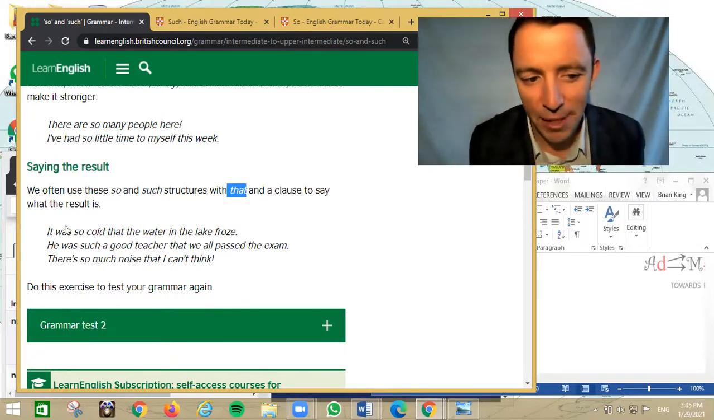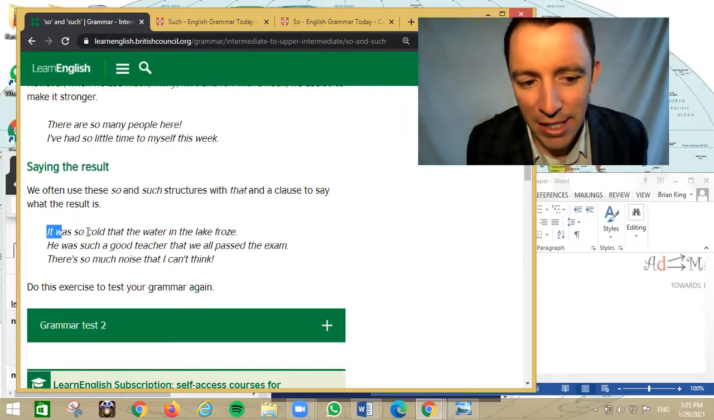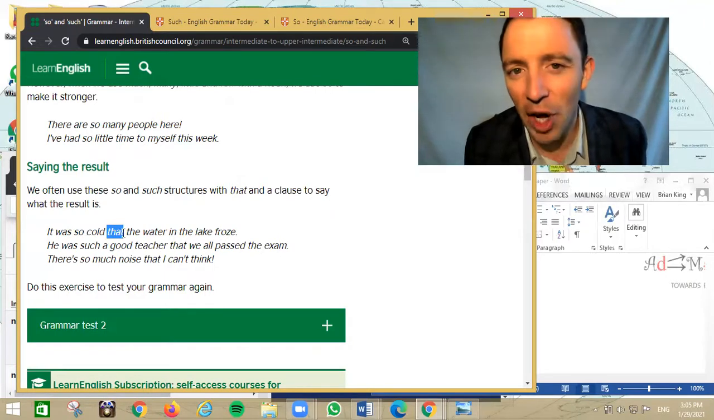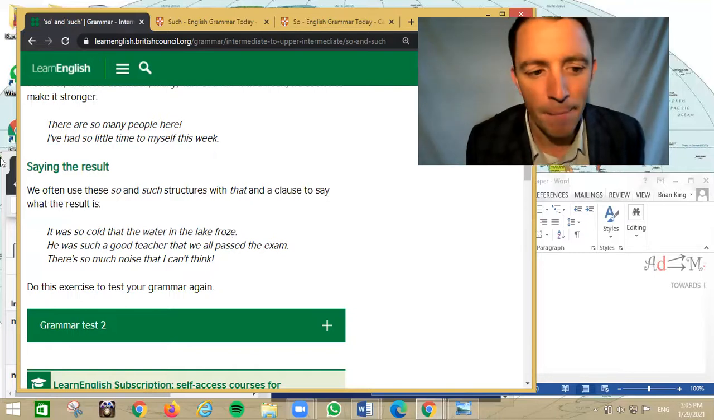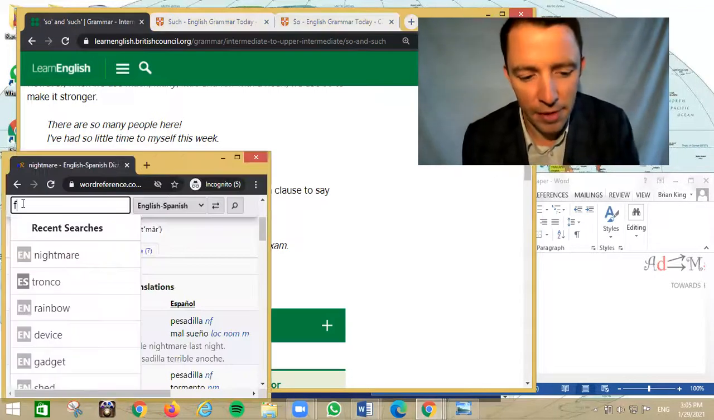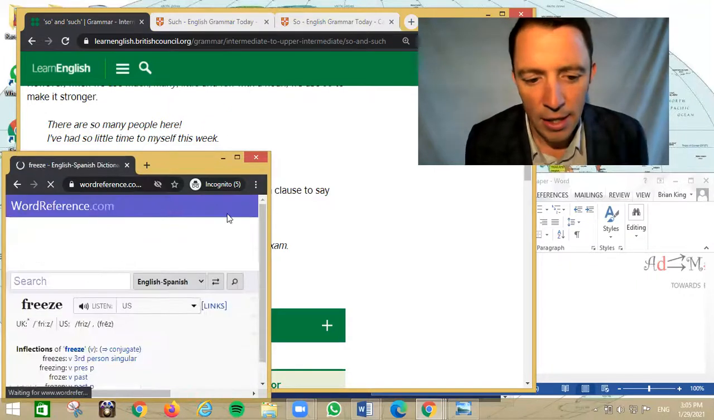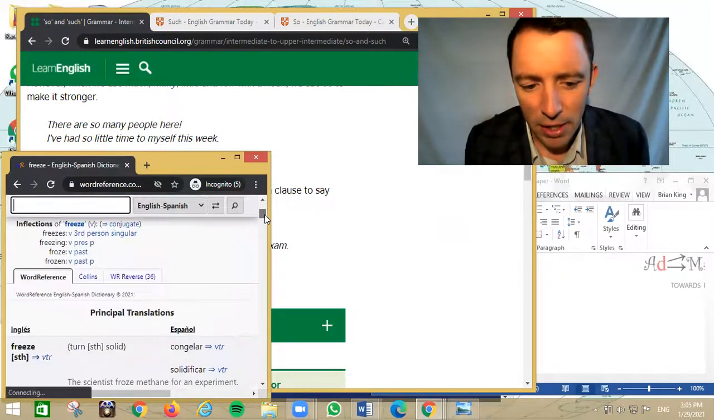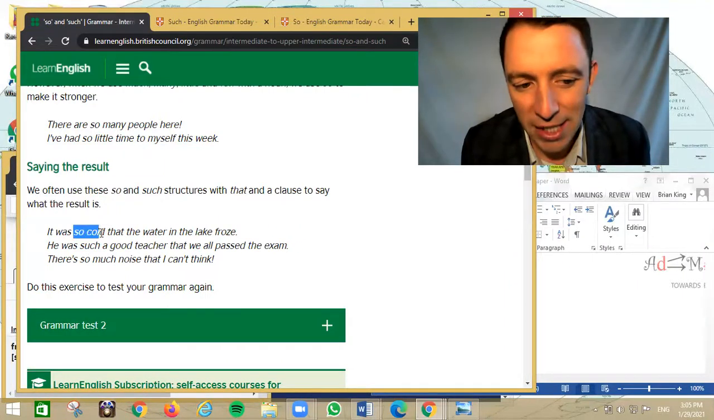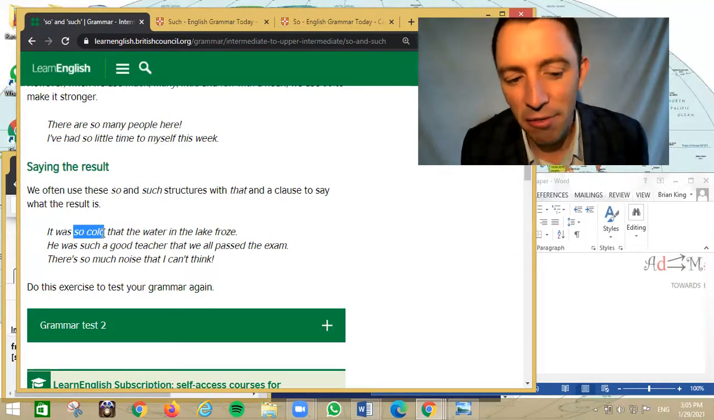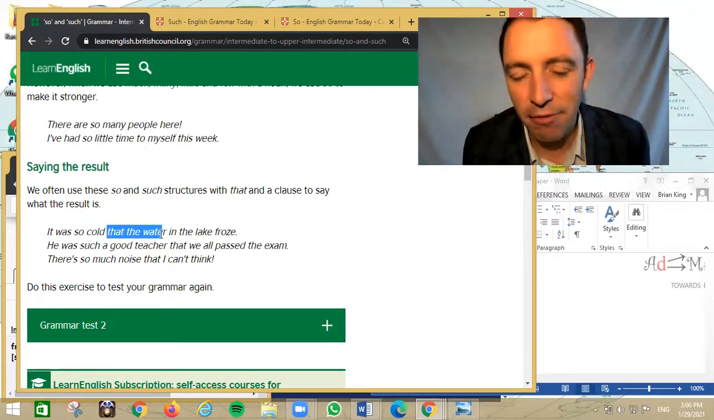So we can see here, it was "so cold that," and now we have the consequences of the cold weather: the water in the lake froze. The verb is "to freeze." In Español, congelar. Okay, so that's a very good example: with the adjective and the consequences of the situation, that the water in the lake froze.